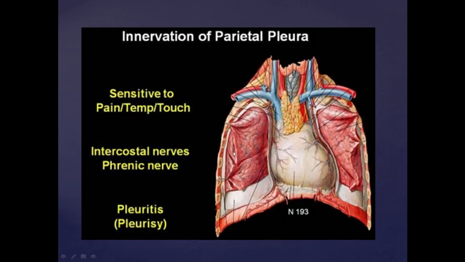So you can see over here the parietal pleura key innervation. It is sensitive to pain, temperature, and touch, and it is supplied by the intercostal nerves and the phrenic nerve, as we just discussed.